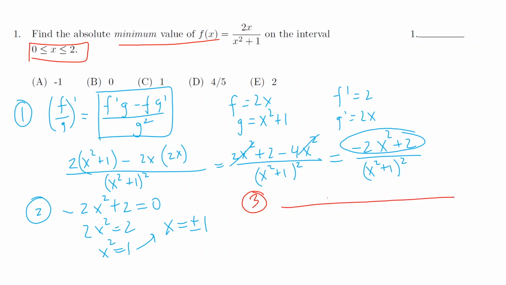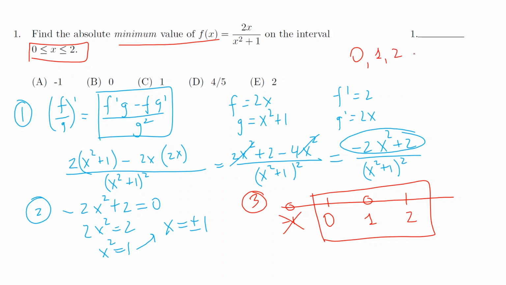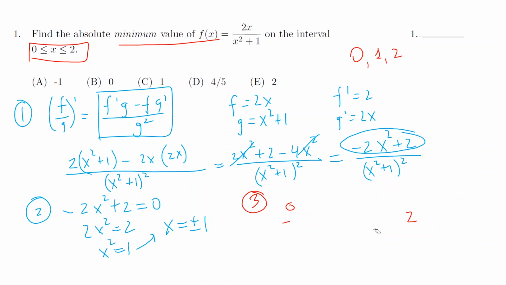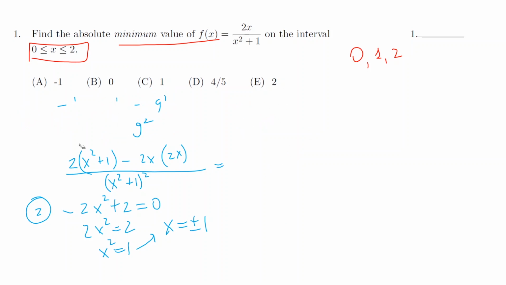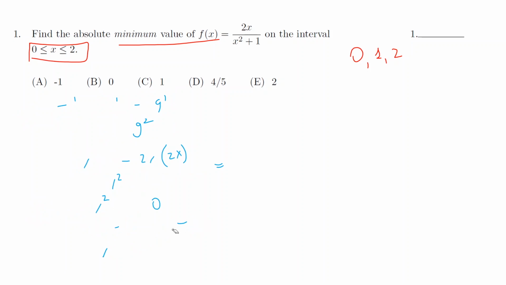So if you draw the number line, it has to be between 0 and 2. And our critical values are negative 1 right here and positive 1 right here. So we can definitely reject the negative 1, and we're sticking with 0, 1, and 2. So 0, 1, and 2 are the values that we will be plugging into the original function. I'll just erase this whole thing for the sake of you guys seeing everything, right? And the final step is plugging 0, 1, 2 into the original function, which is 2x over x squared plus 1.